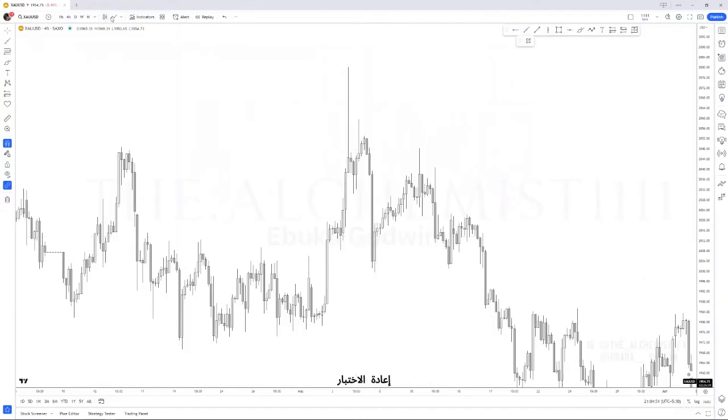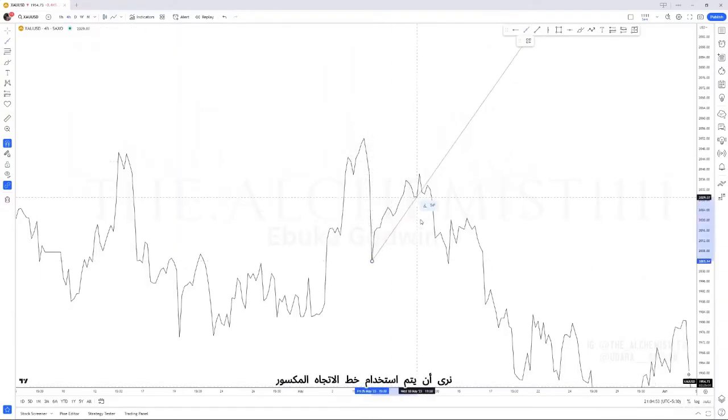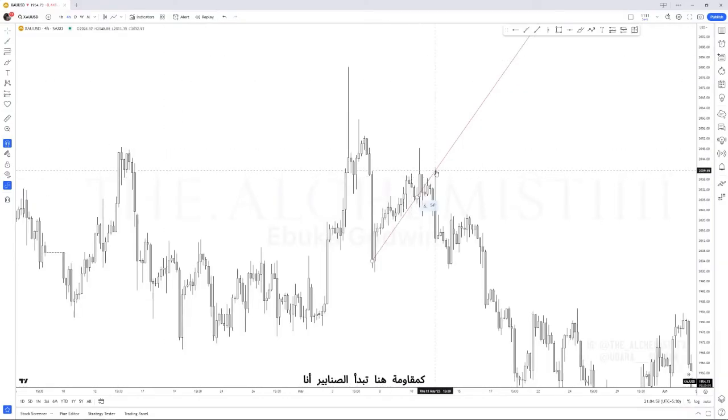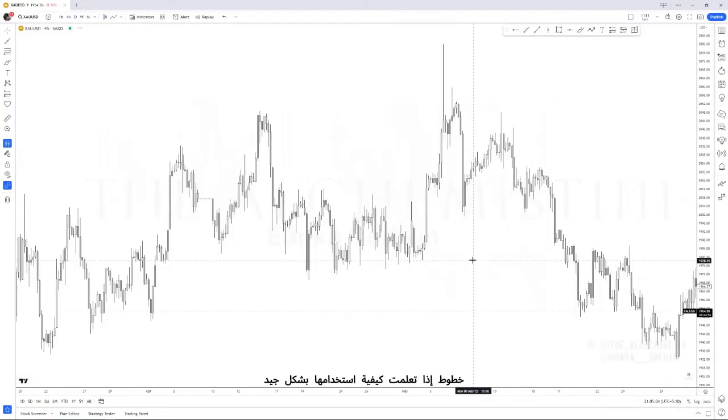Look at this one. Look at this break and retest here. See that? Trend line broken, gets used as a resistance up here. Taps, starts to run. I'm showing you the power of trend lines, if you learn how to use it well.